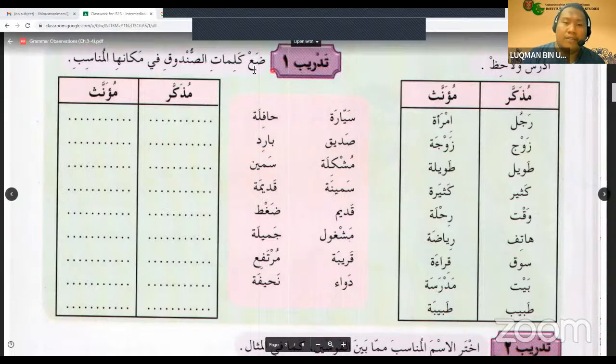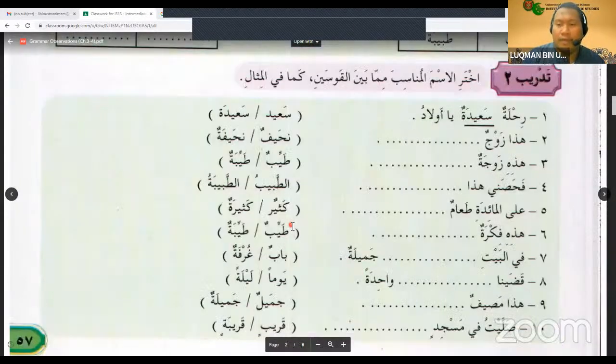Now, the exercise here: arrange these words in these two columns. If it's masculine, mudhakkar. If it's feminine, muannath. Okay. Then activity 2, ikhtar al-ism al-munasib mimma bayna al-qawsayn. Choose the proper noun from the parentheses. So you just choose.